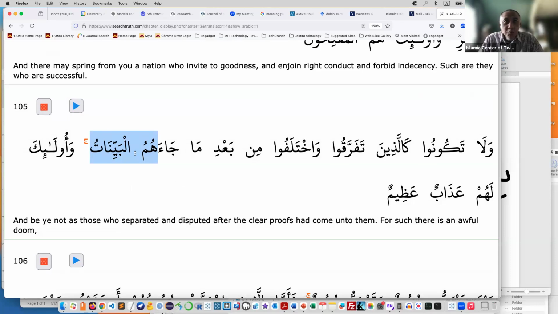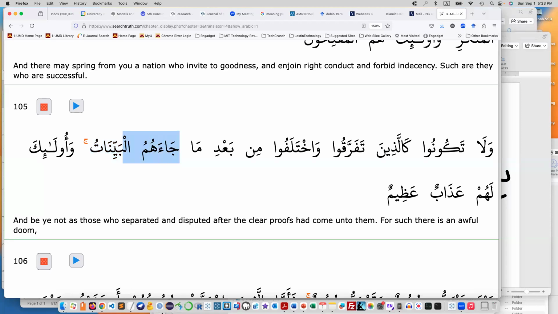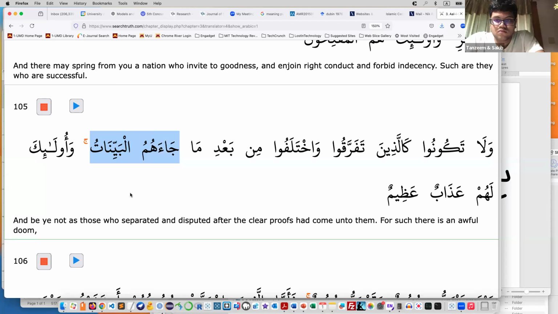See? It's humu, but because the alif lam comes next, so it's humul bayyinatu. You join it, and you just say the pure form of that, without any vowel. Yeah, exactly. So go ahead and say the whole thing.